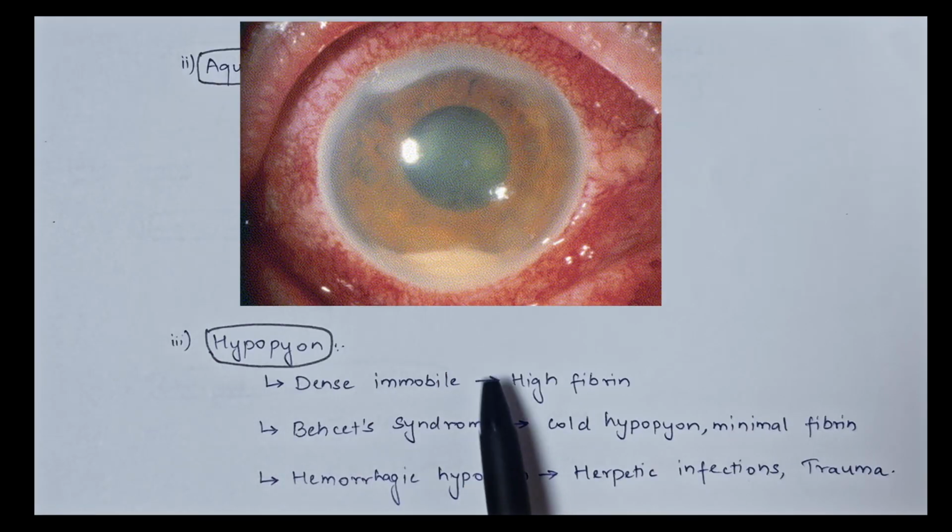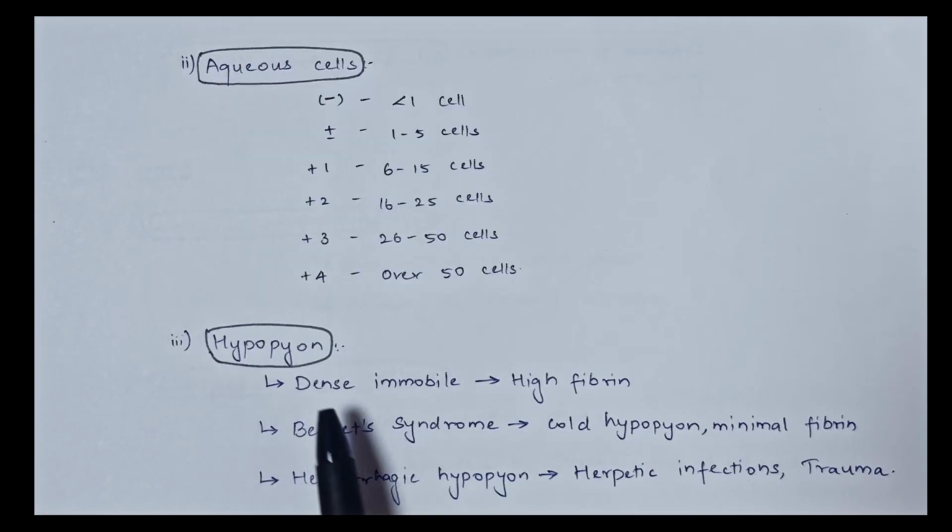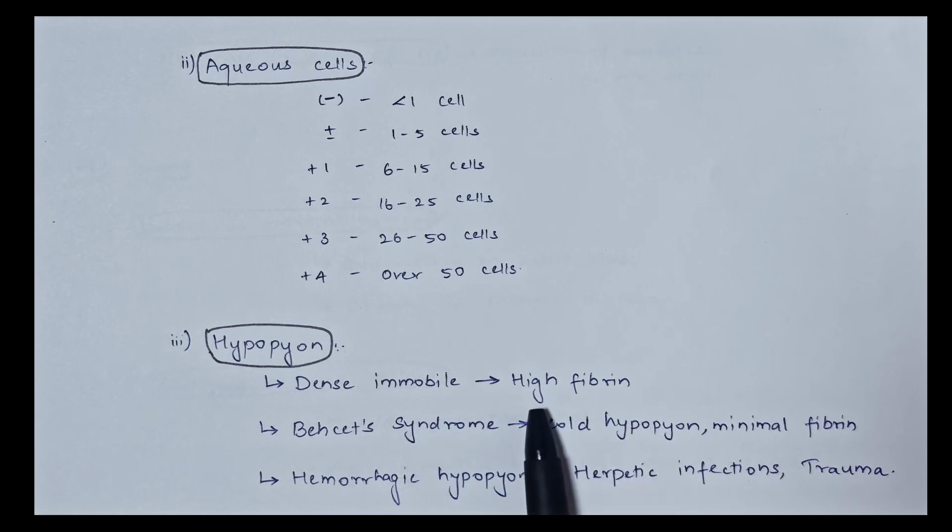In hypopyon, there can be three types of hypopyon. It can be dense and immobile, which means there is high fibrin. It can be in Behcet syndrome, where there is cold hypopyon with minimal fibrin. And there can be hemorrhagic hypopyon, which is seen in herpetic infections and trauma.